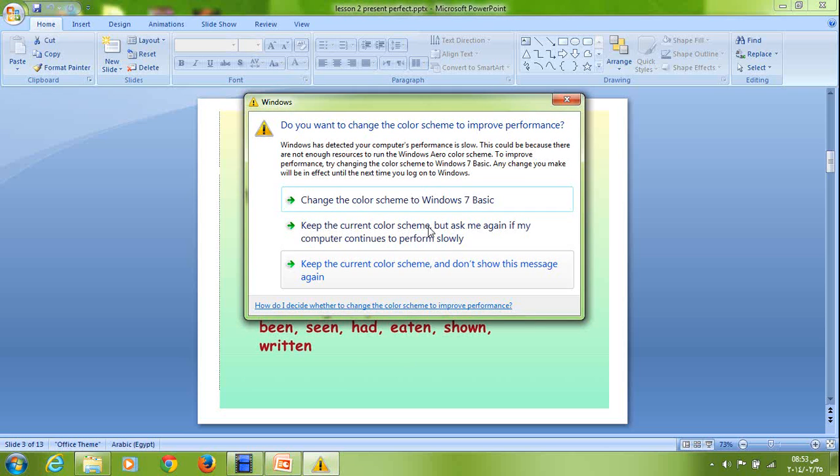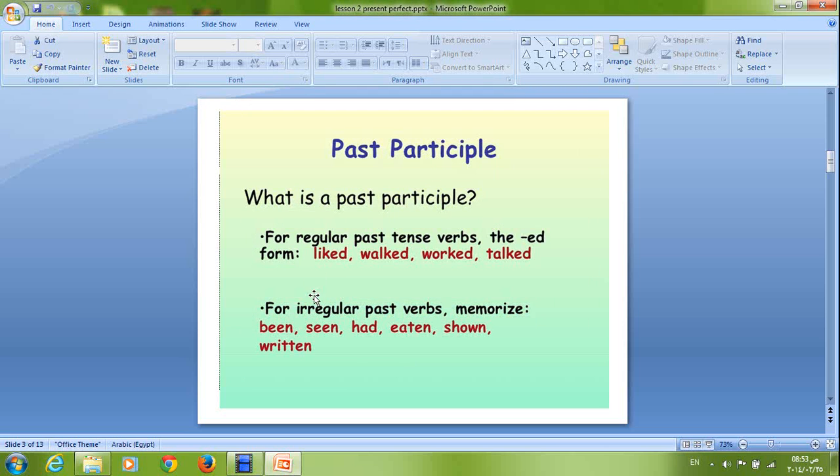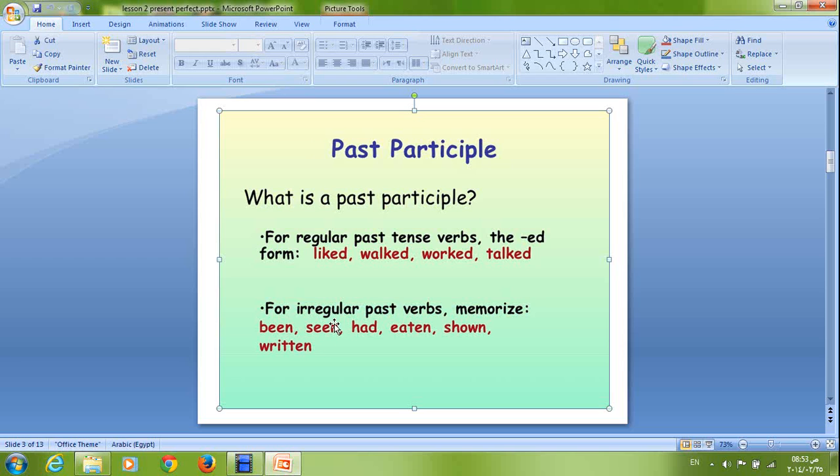So verb to be, am, is, are in the present, it will be was and were in the past simple. It will be been in the past participle. Seen. Can you see seen? Seen is the past participle of see. See, saw, seen.